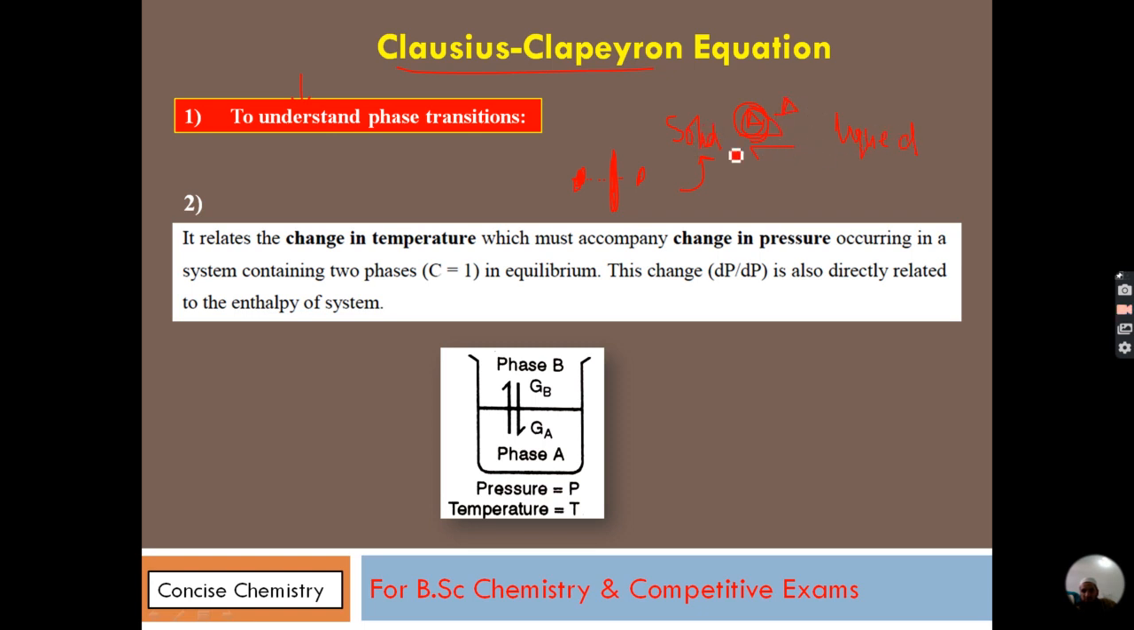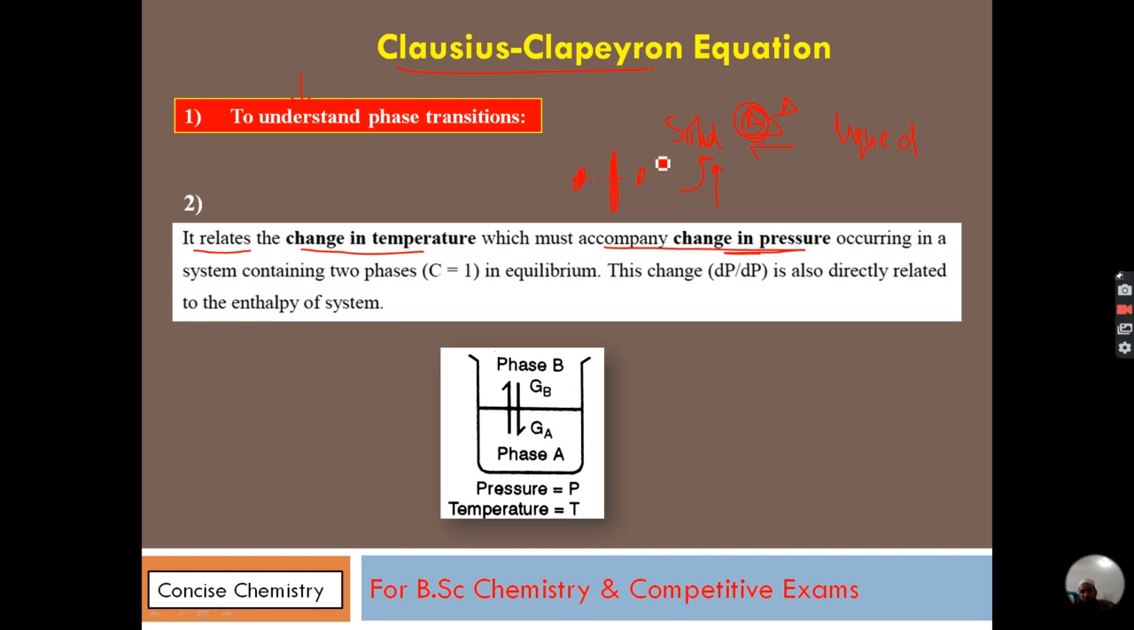Now this is a two-phase system. Now it's a one component and two-phase system. To understand the energy changes in this one component, two-phase system, what happens to the pressure when we increase the temperature, to understand all these things we have this Clausius Clapeyron equation. So it says that the Clausius Clapeyron equation relates the change in temperature. So when we change the temperature of the system, this will be accompanied by the change in the pressure. Okay? So that means when we heated the system, when we supplied the heat, the temperature has got increased. So this temperature change will automatically be accompanied by a change in the pressure.